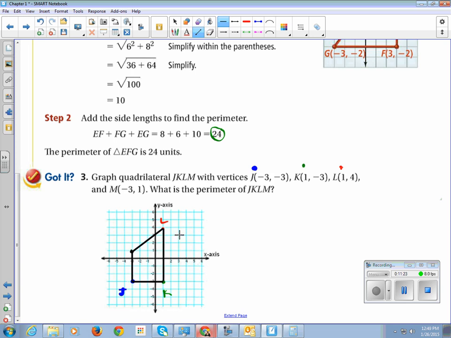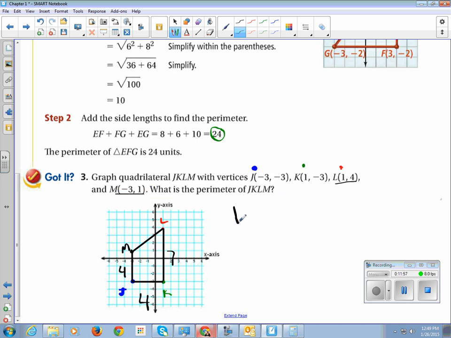The ones I can figure out without too much trouble, I am. So let's do this. JK is 1, 2, 3, 4, 4 units. KL is 1, 2, 3, 4, 5, 6, 7 units, and then this is M, I forgot to put it on there, is 1, 2, 3, 4. So the one I have to use the distance formula on is ML. So this one and this one.